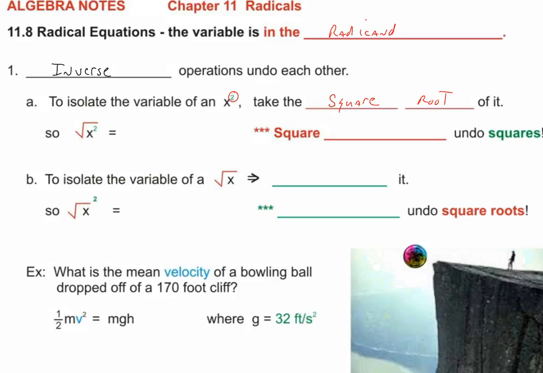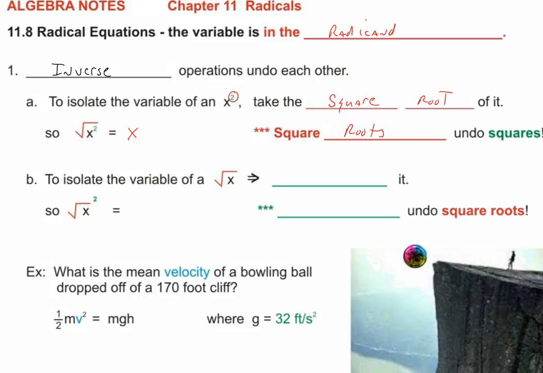Inverse operations undo each other. If we had something squared, we'd take the square root of it. So the square root of x squared is x. And this is the simple thought that should be in your brain: square roots undo squares.